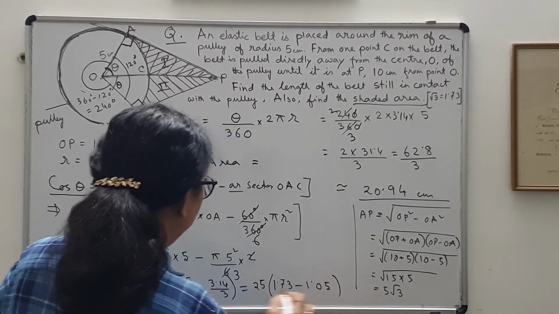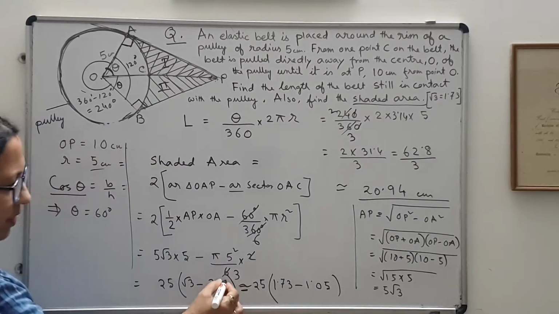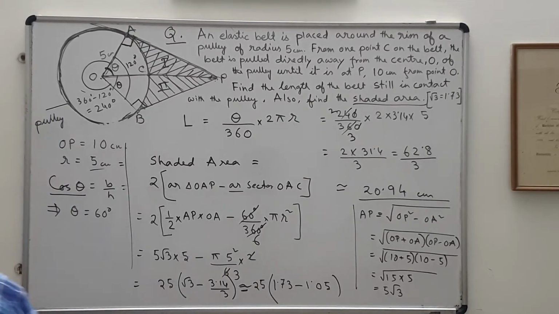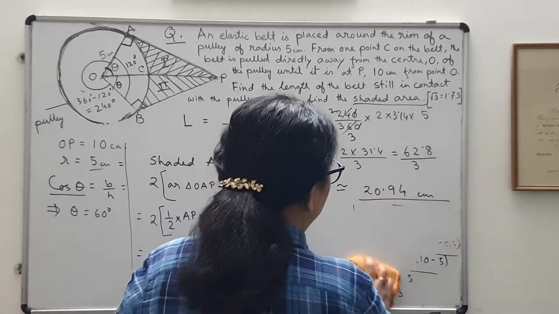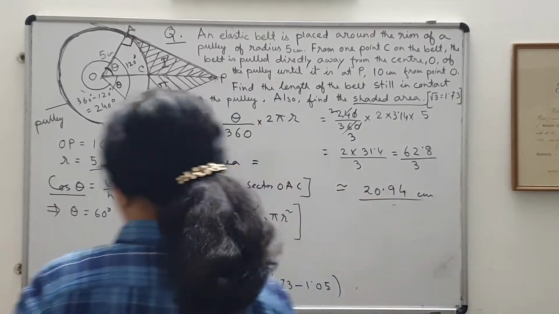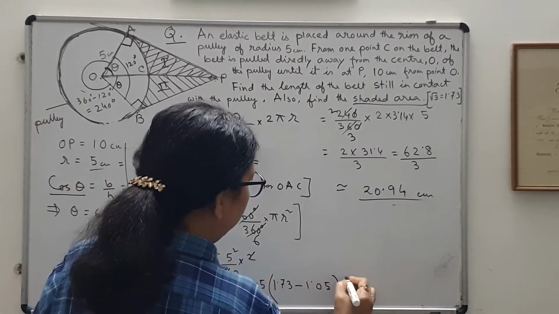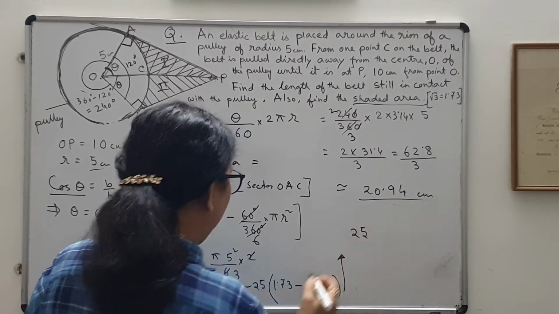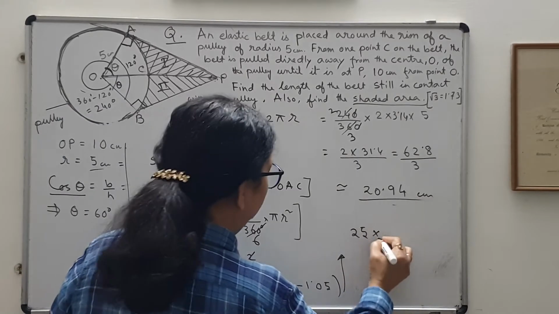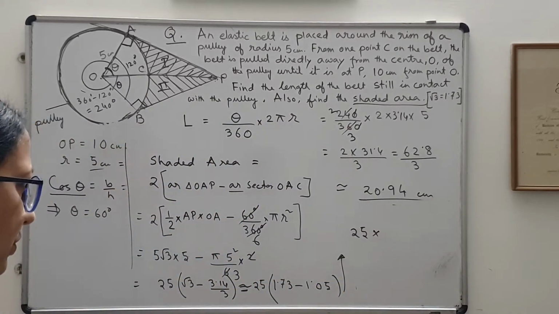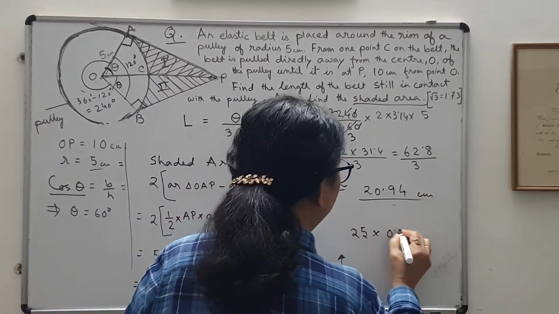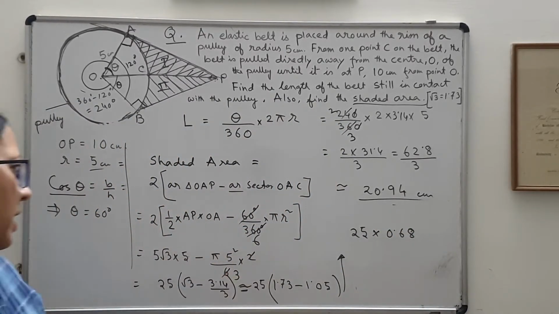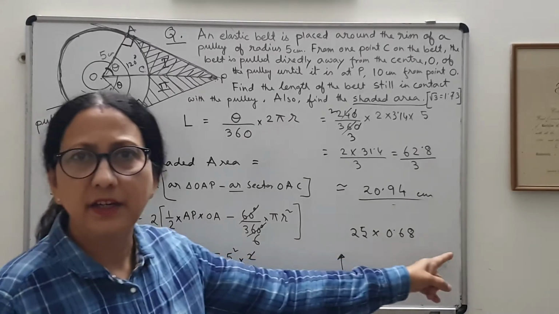I am taking an approximate value, okay? Approximation. If it is 3.15, then it will be approximately like this. So I can make my calculation simpler. You see now? So it is 25 into, now 1.73 minus 1.05 is 0.68. Okay, fine.